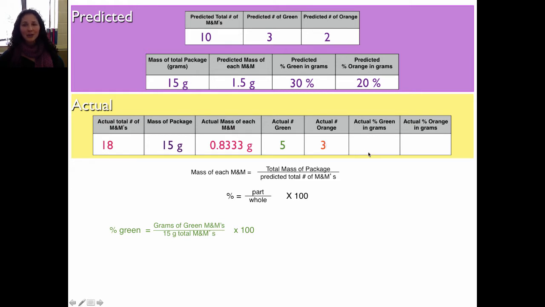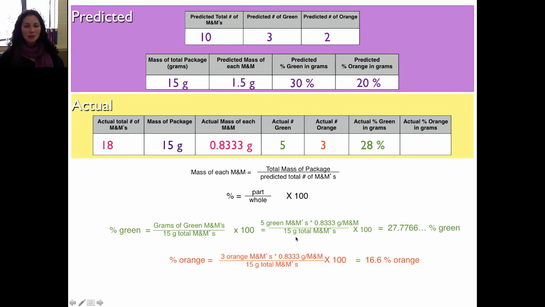So now I can calculate the percentage of green in grams and the percentage of orange in grams using the same process that I used for the predicted values. So I take the number of green M&Ms I found times the actual mass per M&M divided by the total grams of the package, and I get approximately 28% green. And then I will do the same thing for the orange, and I get approximately 17%.